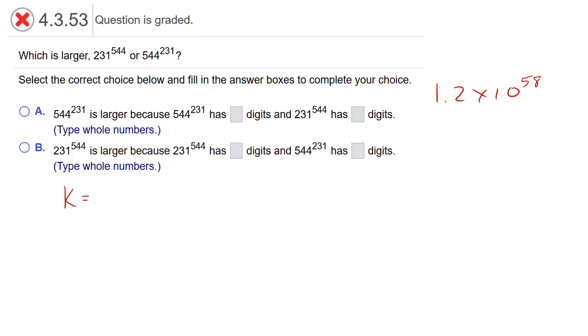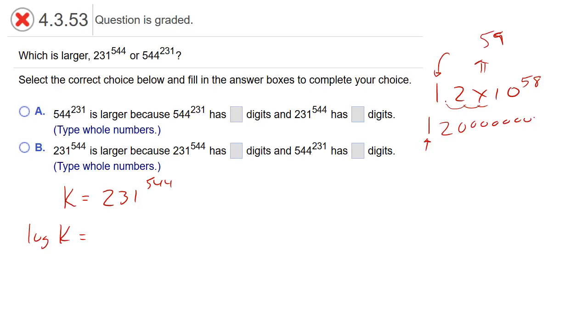Now the number of digits that you have, if you start taking this out, you're going to go 1, 2, 3, you're going to go out 58 times, but you have this little extra one. So really the number of digits this number has is 59 digits because it has this little extra one right there. So what we have to do is just figure out what is the exponent that is left over. So let's try the first one here. So this is 231 to the 544th power.